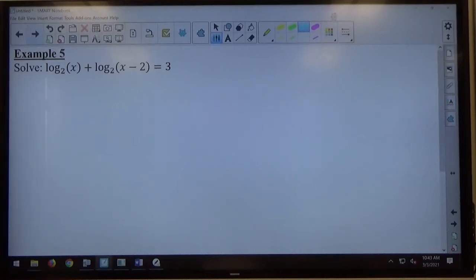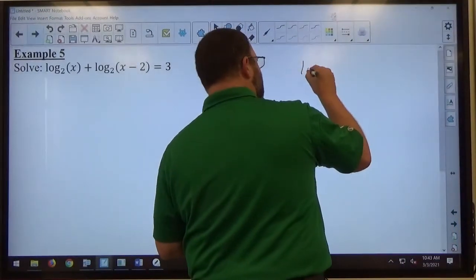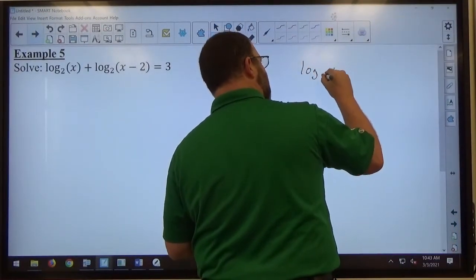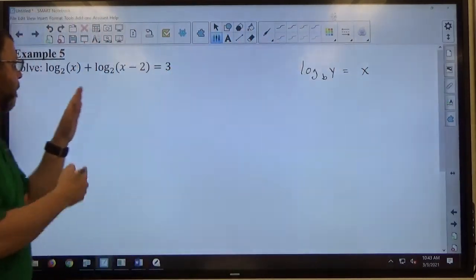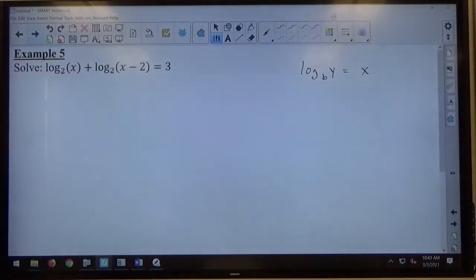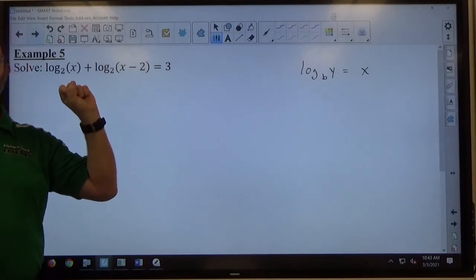Okay, for example 5, again, one of the two criteria is either log equals log, same base, or log equals number. And it has to be log of something base b is equal to a number. It has to be exactly like that. I can't have log plus log, log minus log, 7 times log. It's got to be log all by itself equals some number all by itself. That's where I need to be.